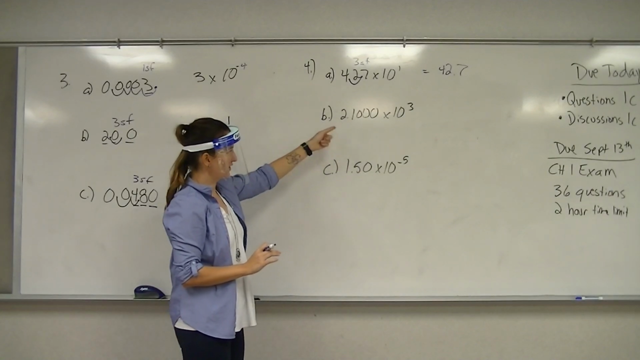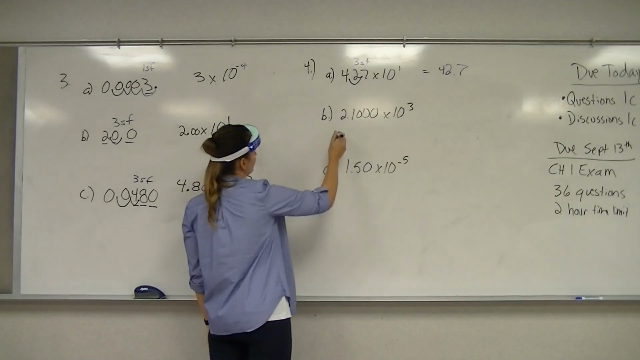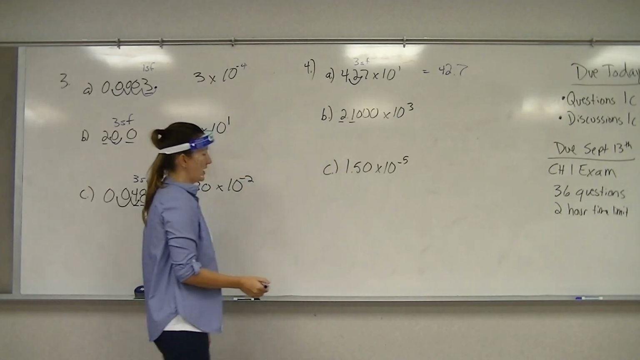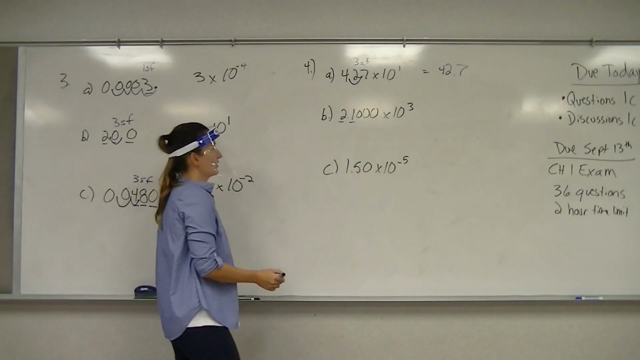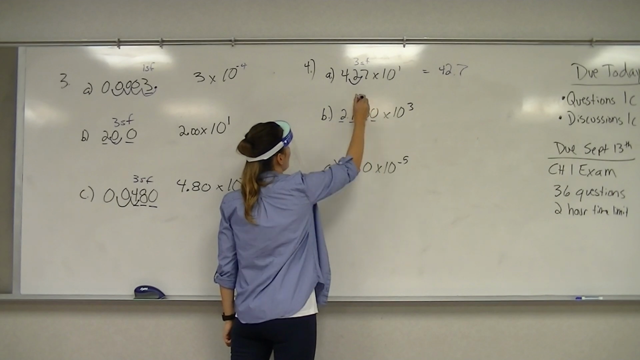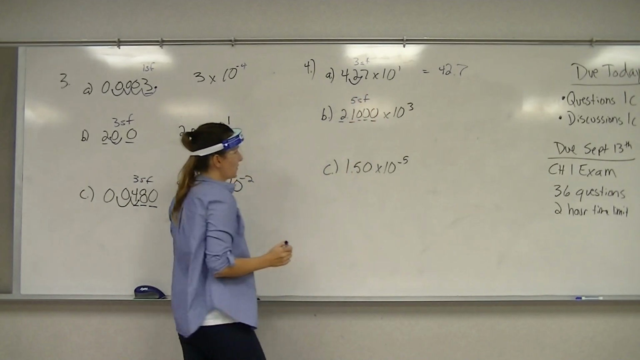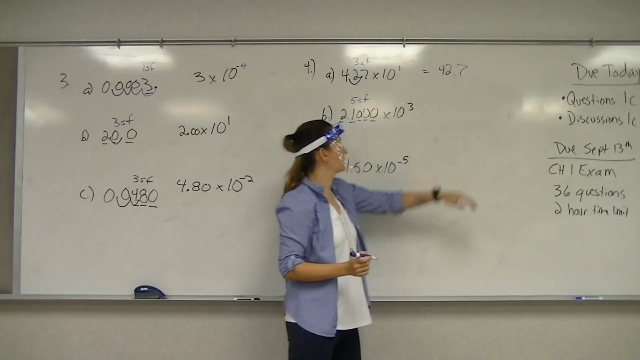All right, let's count the sig figs on this one before we move. I know that the 2 and the 1 count. Do the zeros after the 1 count? Yes, because there's a decimal point. So we have a total of 5. That means we need to keep 5 digits over here.